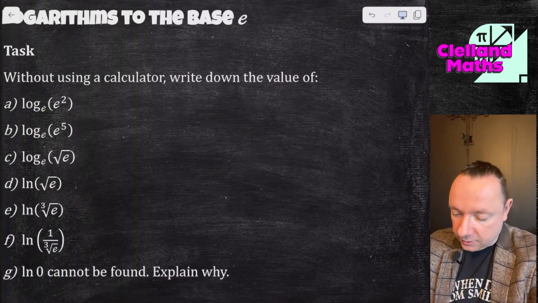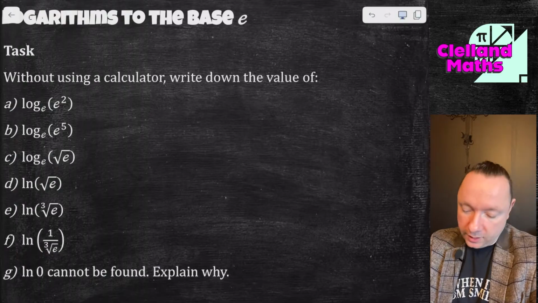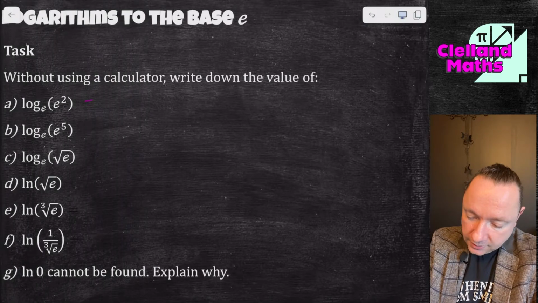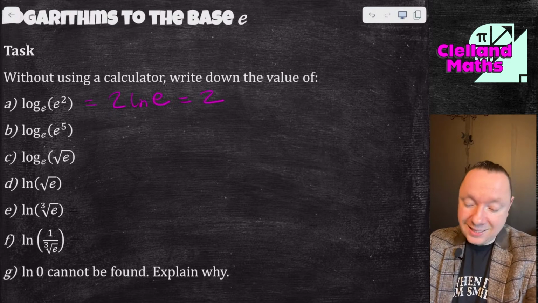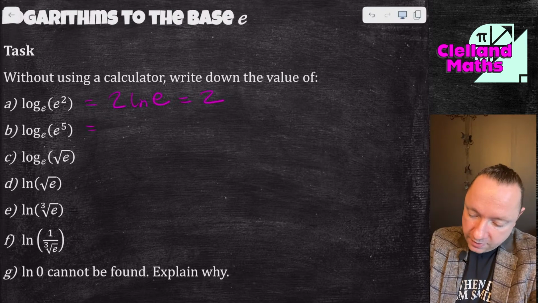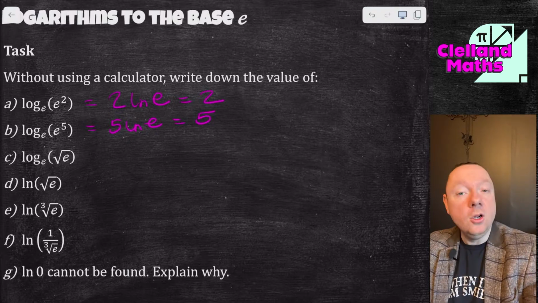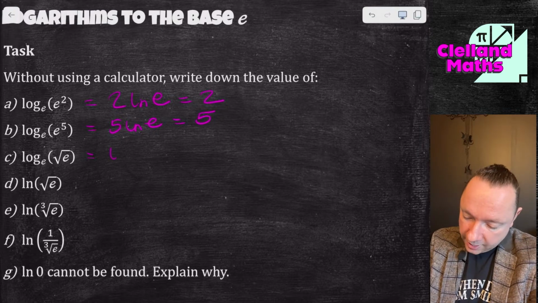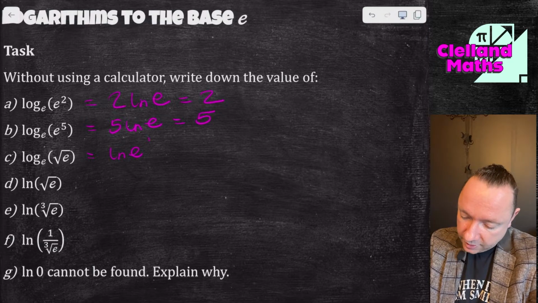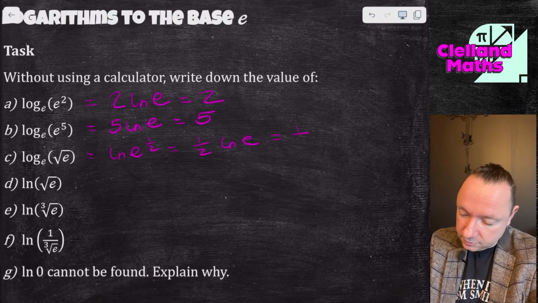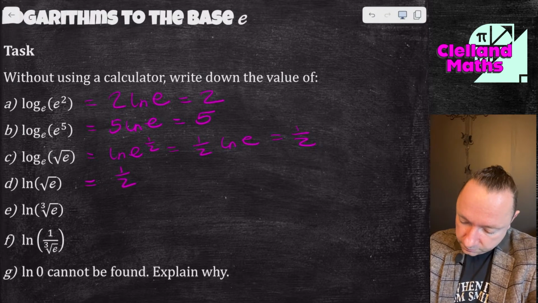Without a calculator, we have to write down the values. Log base e of e squared, that means that we've got 2 ln e, which is just 2. ln e, or log base e of e, is 1, remember. We've got 5 ln e, we've got 5. Root e, we're going to have to fix a little bit. So we've got ln for log base e. And then root e is e to the half. Well, that's just a half of ln e, which is just a half. It's the same as the one above.